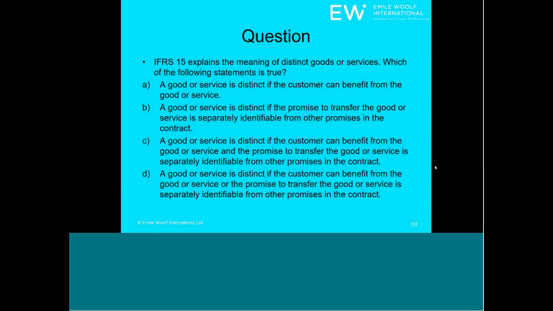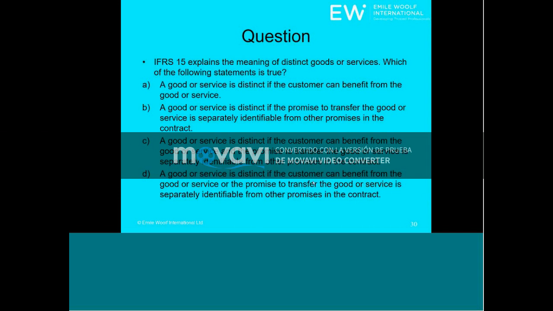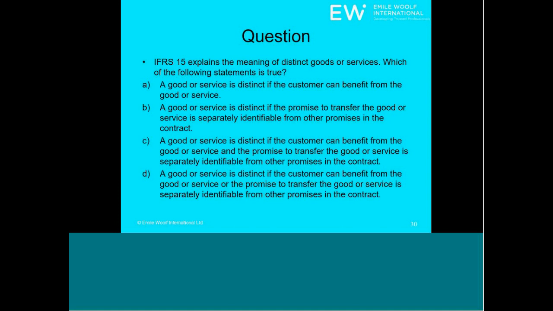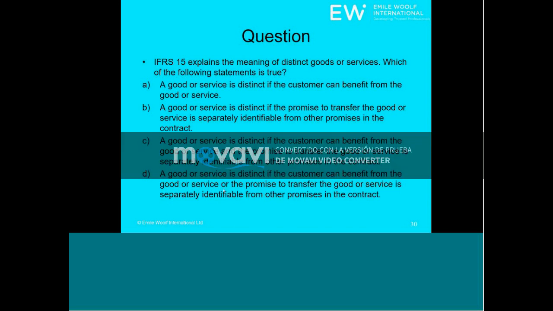C and D. A good or service is distinct if the customer can benefit from the good or the service and the promise. D says a good or service is distinct if the customer can benefit from the good or service, or... Okay. So that question accurately.